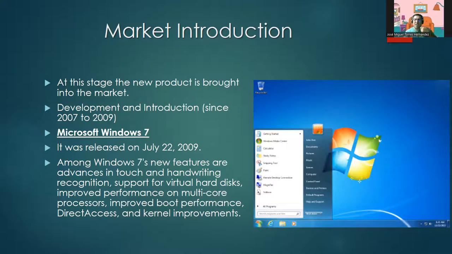You can use the screen, if the computer has the option, to write or use your fingers, like different dispositivos. I don't remember the word. Devices, today. Support for virtual hard disk, improved performance on multi-core processors, improved boot performance, direct access, and kernel improvement. These last improvements are very technical, but that was the difference with the previous Windows, Windows Vista.